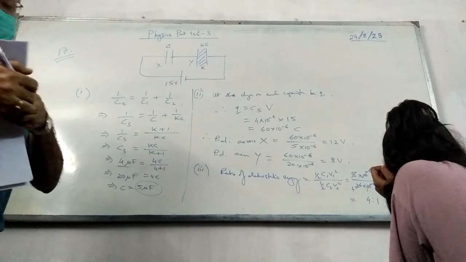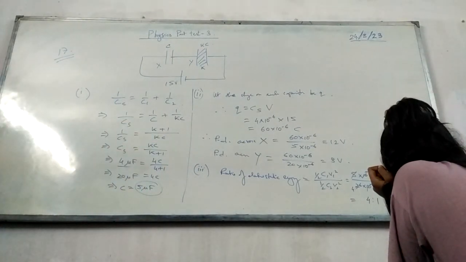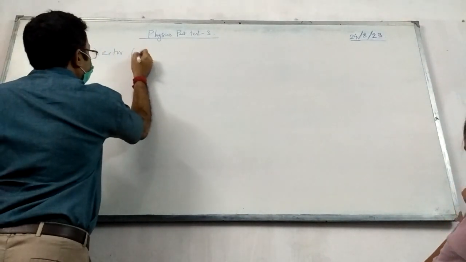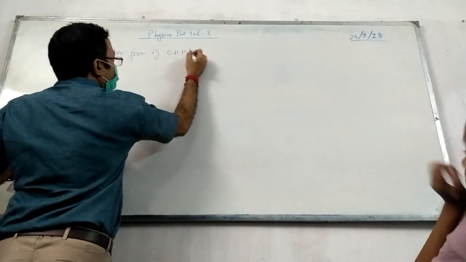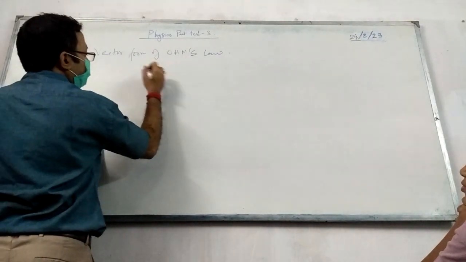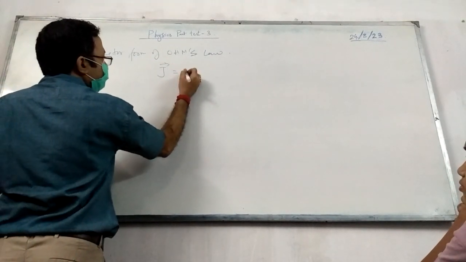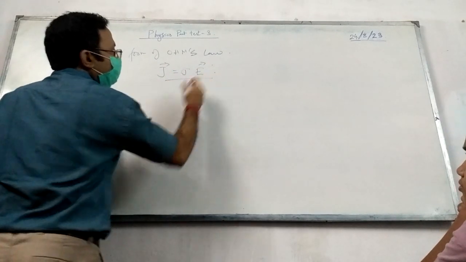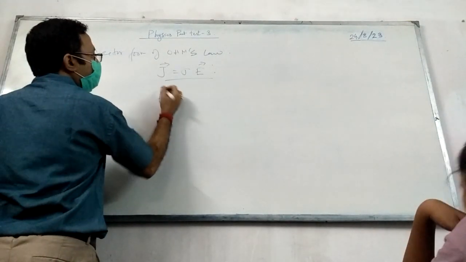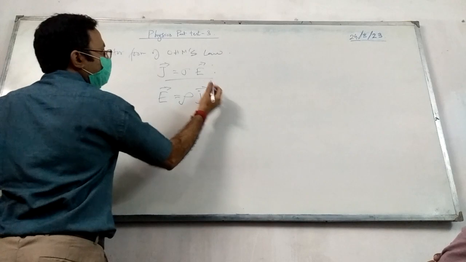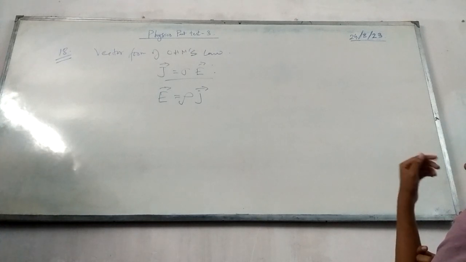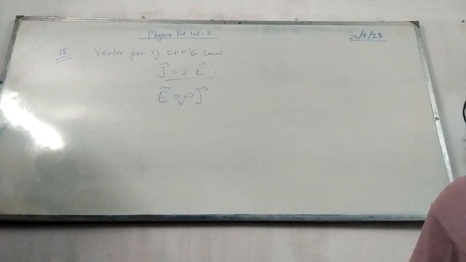Question number 18 is the derivation. The vector form of Ohm's law. We have derived this in the class. Go for the recordings. The final form is J equal to sigma into E. This is what you need to prove. J equal to sigma into E. Or you can also prove E equal to rho into J. That is also fine, it is the same thing. Sigma equal to 1 by rho, so obviously it will be the same, right?